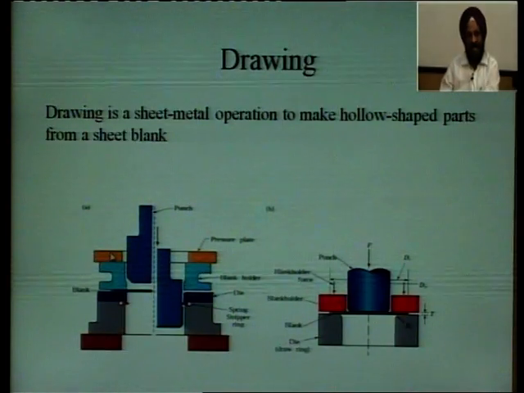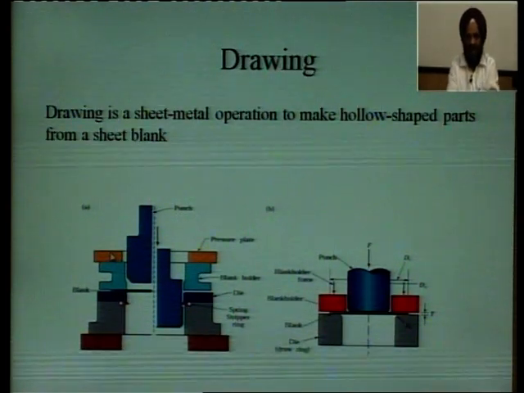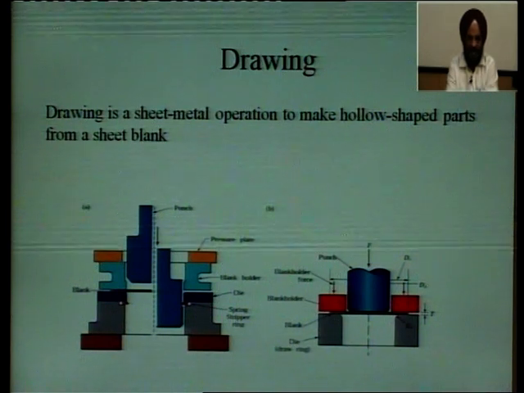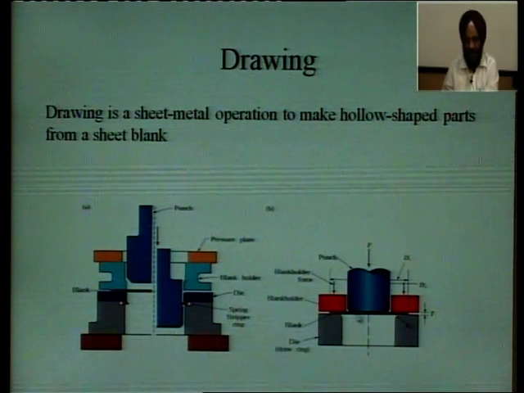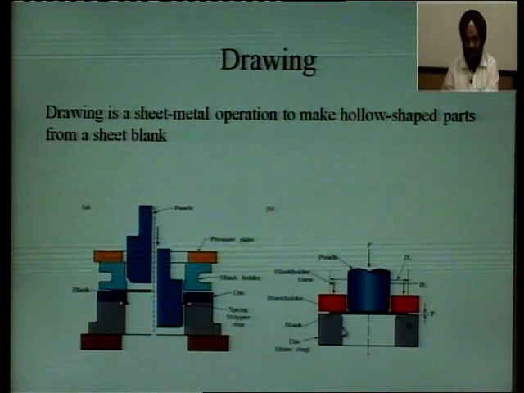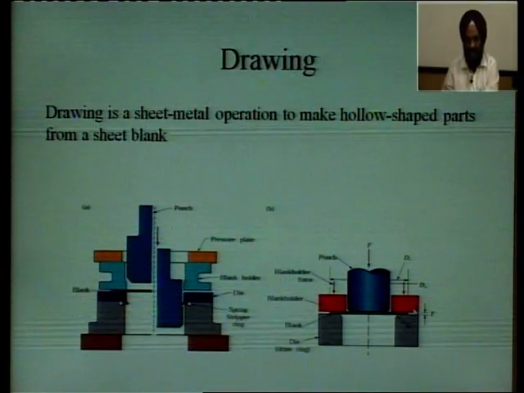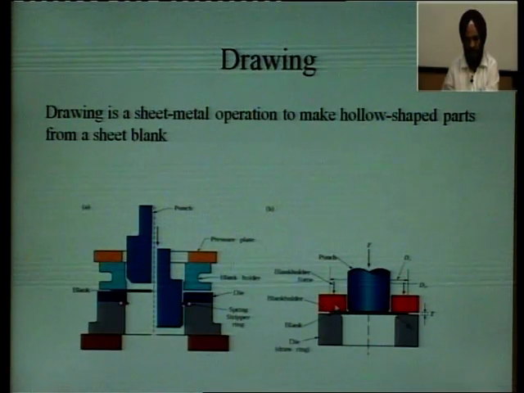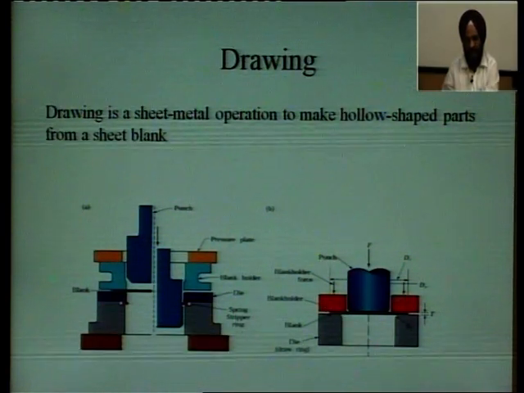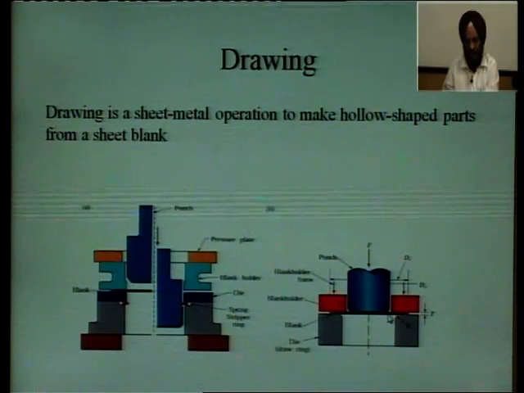Now, drawing operation is very common, where you make hollow shaped parts from sheet blank. What you have is, you have a blank here, just see, you have a blank and you have a punch. This is the die. Now, these are the blank holders. That means, you put the blank here and you put the blank holder. With the help of blank holders, you hold the raw material here.